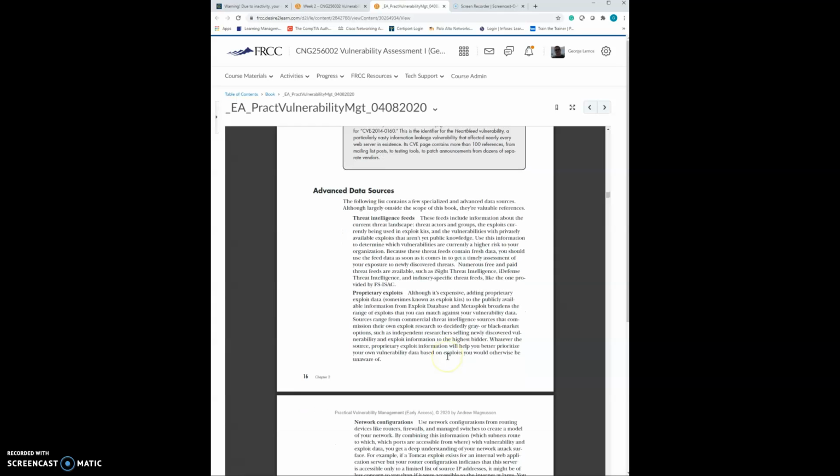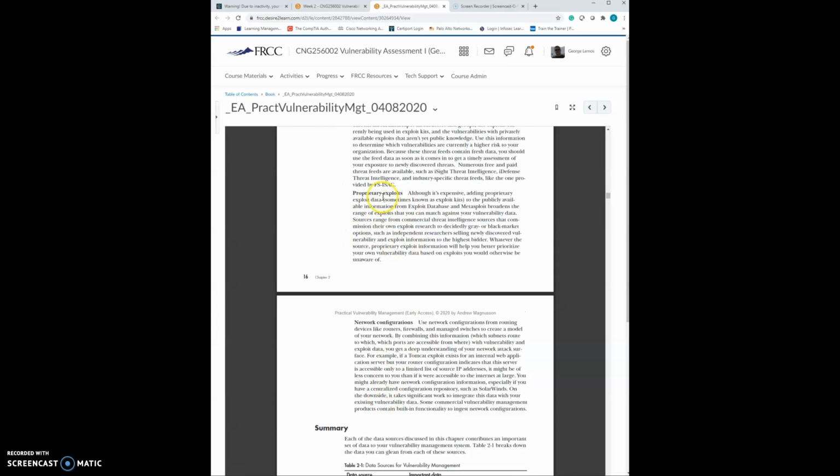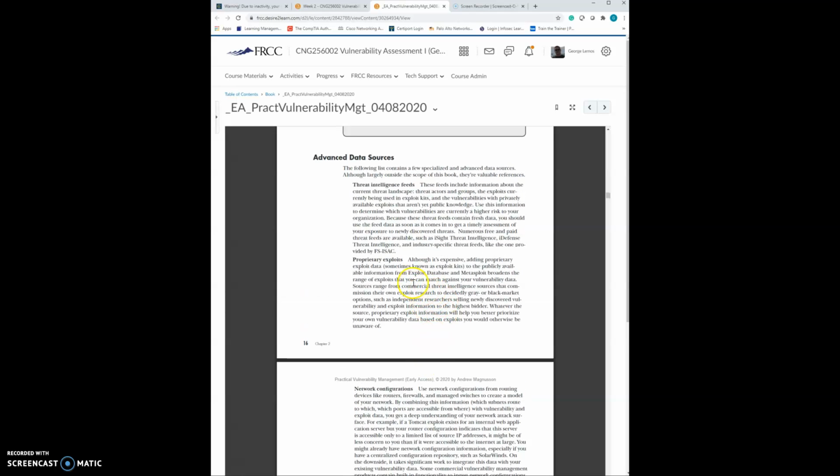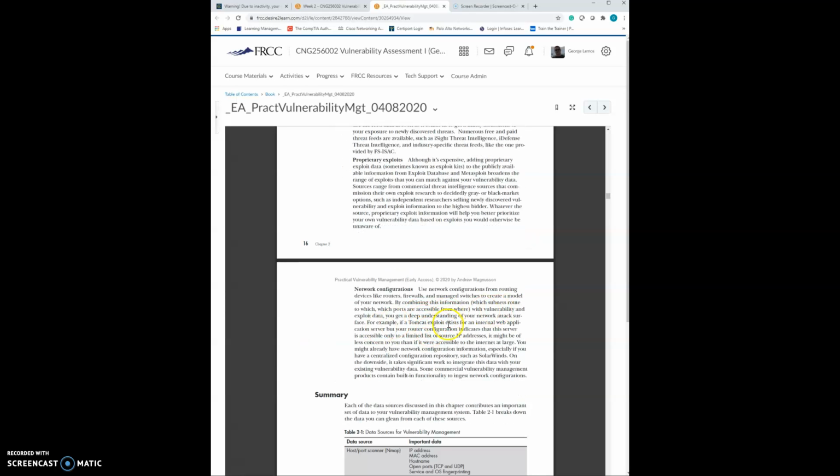Advanced data sources: threat intelligence feeds, proprietary exploits. Once again, zero-day attacks happen the same day the software is released to the public. Against, let's see, proprietary, could it be Cisco attacks, Netgear attacks? Popular in the news were the Microsoft exploits, specifically targeting exploits. Maybe like Apple.